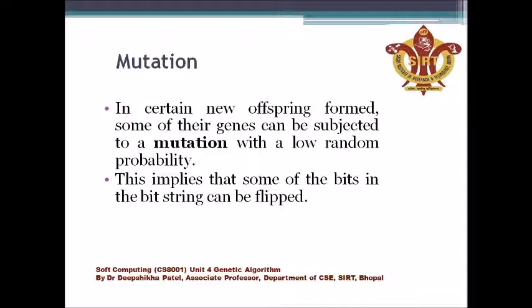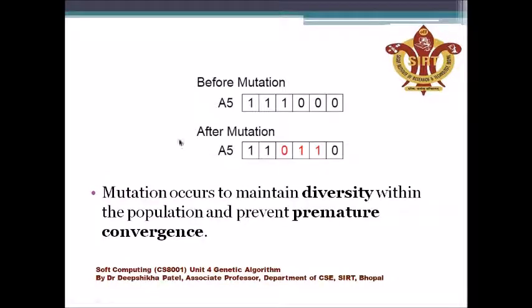We don't want the new offspring to be an exact mirror image of their parents, because it will be hard for such an offspring to survive in further generations. So mutation is very important. Mutation occurs to maintain diversity within the population and prevent premature convergence.